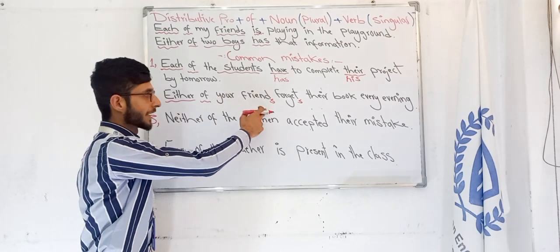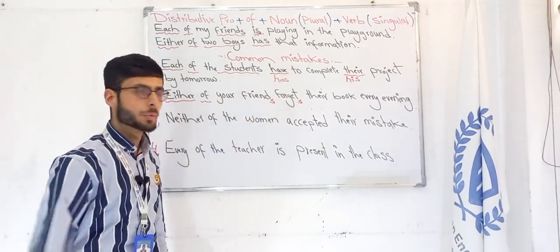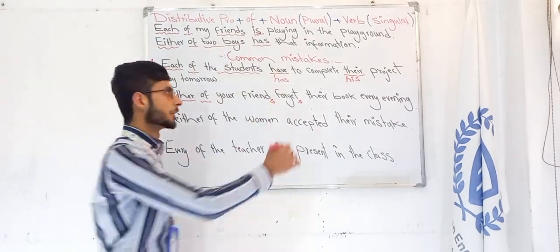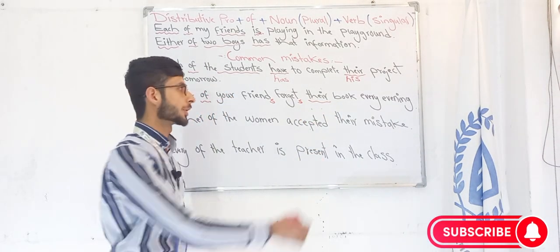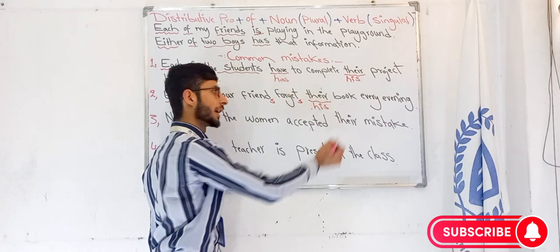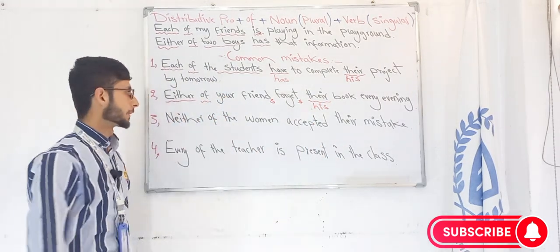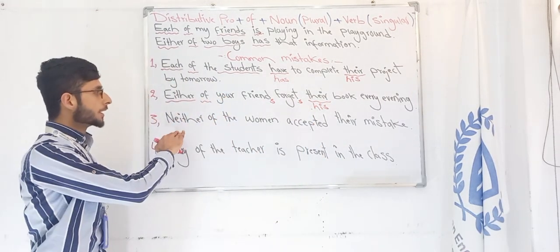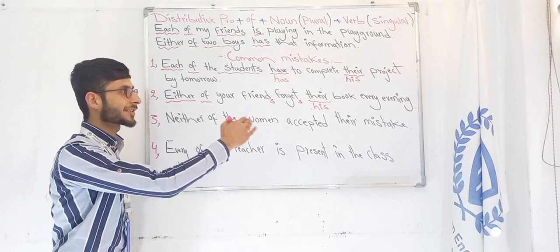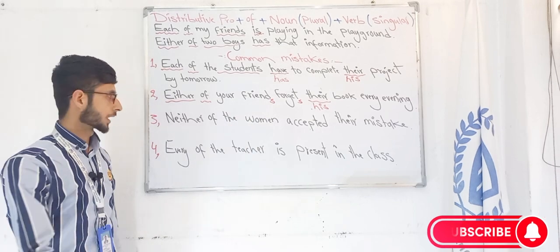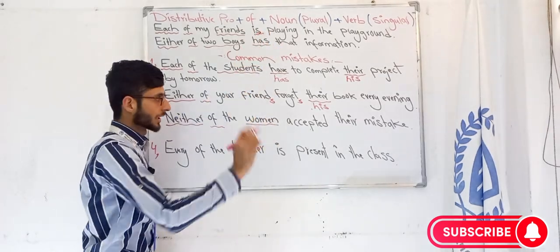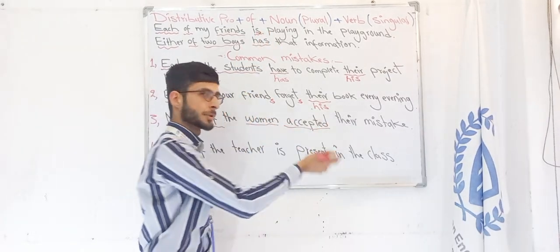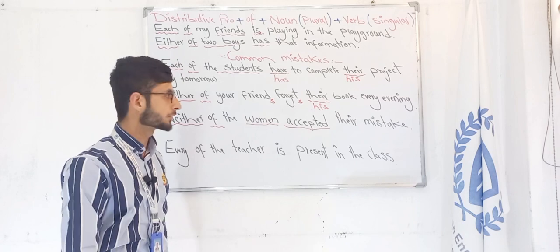Either of your friends forgets their book every evening. Again, in here we have their. We cannot use a possessive pronoun that is plural. His or her book every evening. Third sentence: neither of the women accepted their mistake. See, we have neither of women, it's plural now, it's correct. Accepted, because it is in past form, we do not have any singular form for that.